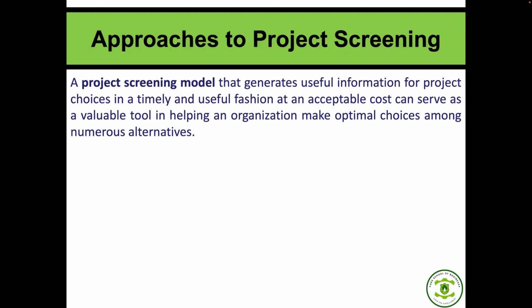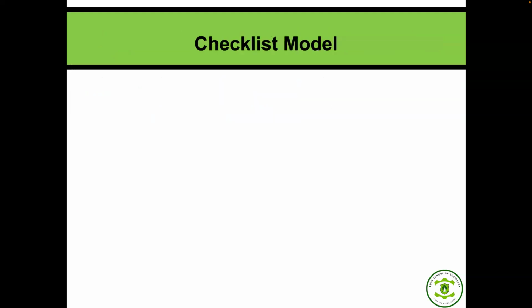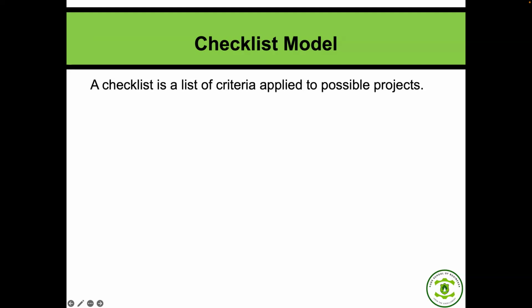So I want us to look at different ways we can screen projects. The first one is a checklist model. Then we'll also look at the simplified scoring model, then the profile model, so an analytical hierarchy process model. For the checklist model, it is a very simple and straightforward evaluation tool. It's one of the simplest and most widely used project screening models.